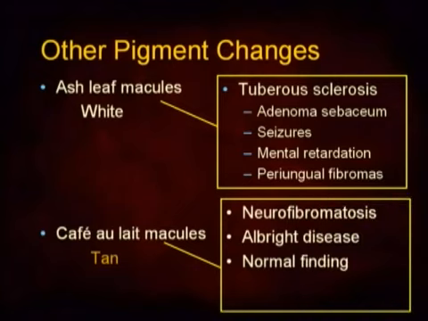Patients who have 6 or more, depending on their size when you're a kid or when you're an adult, those can be used to make the diagnosis of neurofibromatosis. Can also be seen in Albright's disease, and sometimes when you have just 1 or 2, those are just a normal finding.